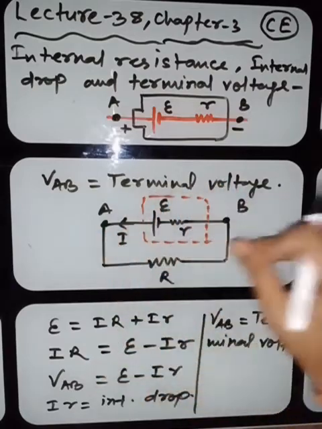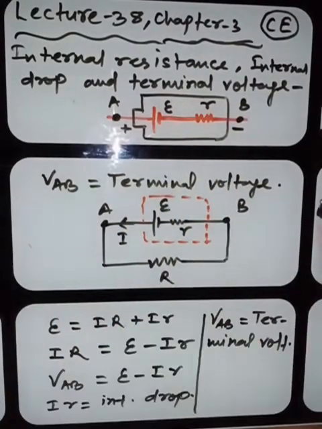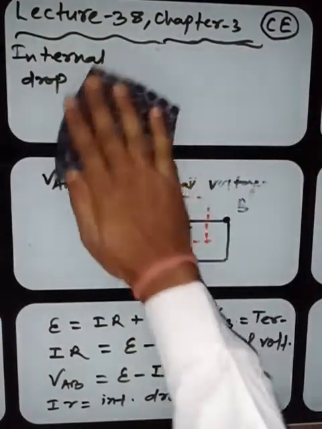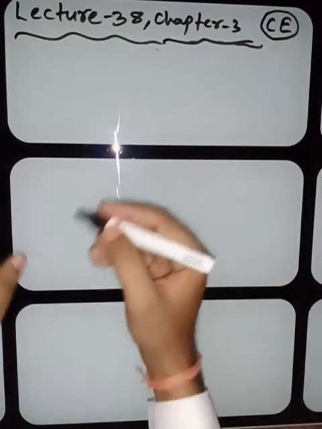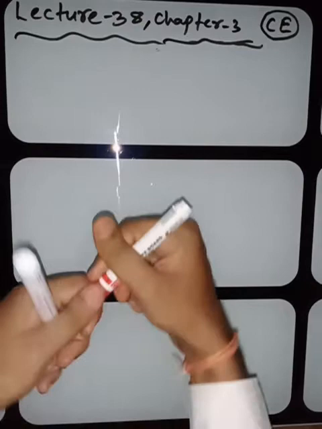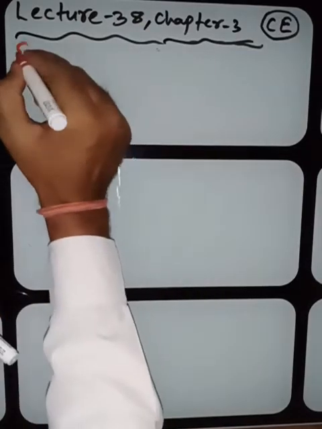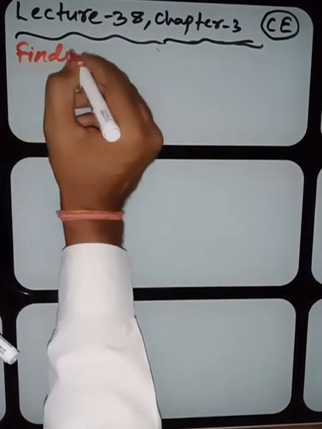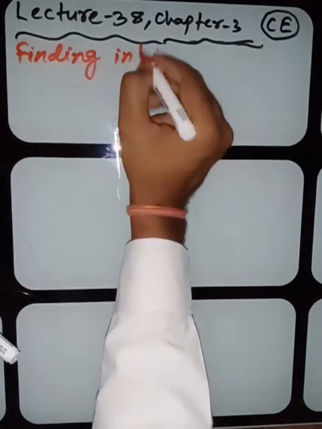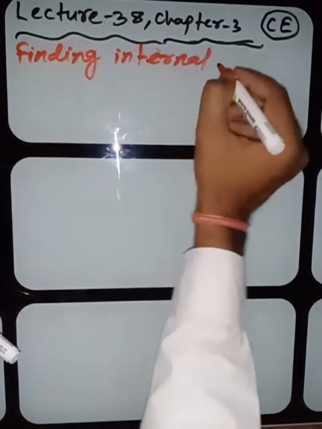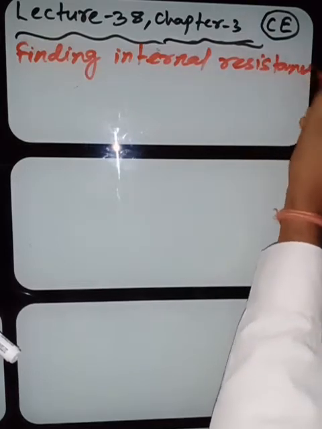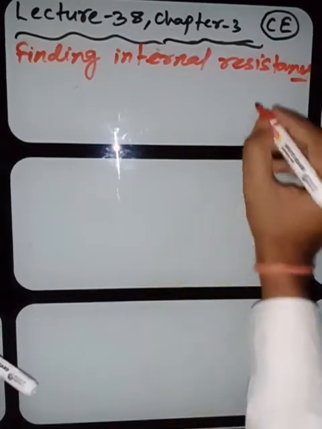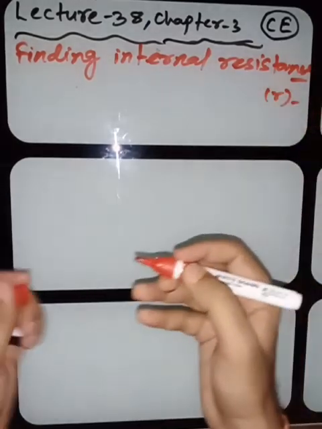Now we will learn how to find the internal resistance. Our next topic will be finding internal resistance. That small r we are going to find.